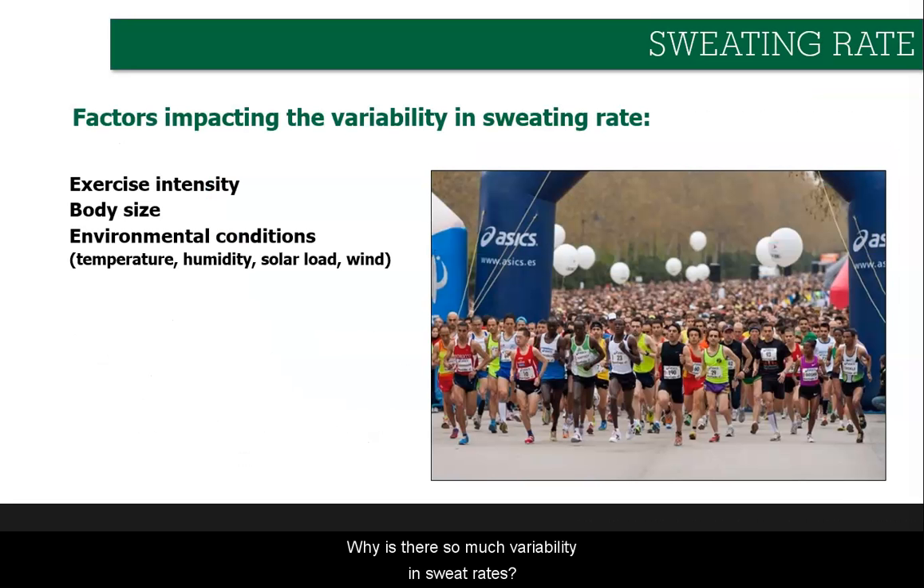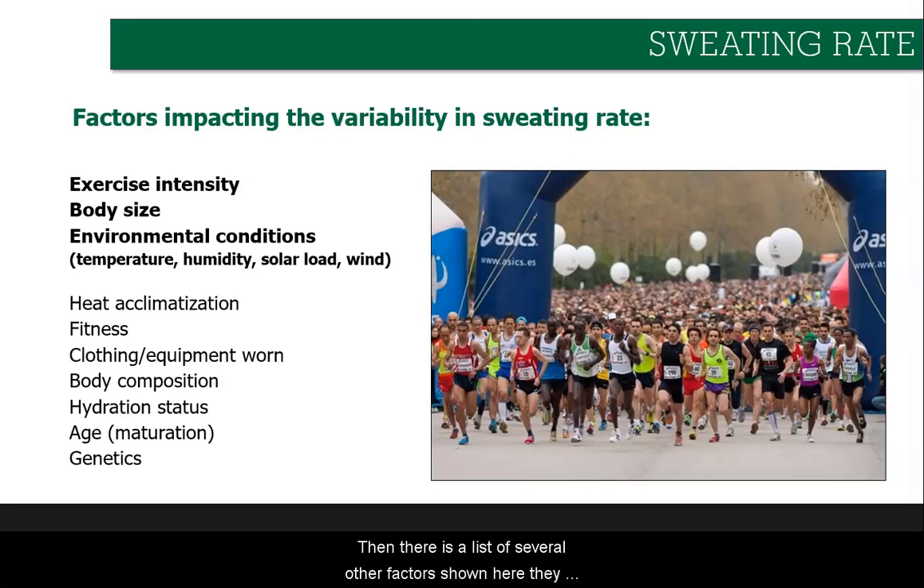Why is there so much variability in sweat rates? Well, there are several factors involved, and some of the most important factors are exercise intensity and body size. Basically, the faster you run or the more weight you are carrying, the more metabolic heat that is produced by the working muscles. The environmental conditions are also very important in determining how much sweat needs to be produced and evaporated in order to adequately cool the body during exercise. Then there is a list of several other factors shown here that can also modify sweat loss, but generally play a smaller role than intensity, size, and environment.